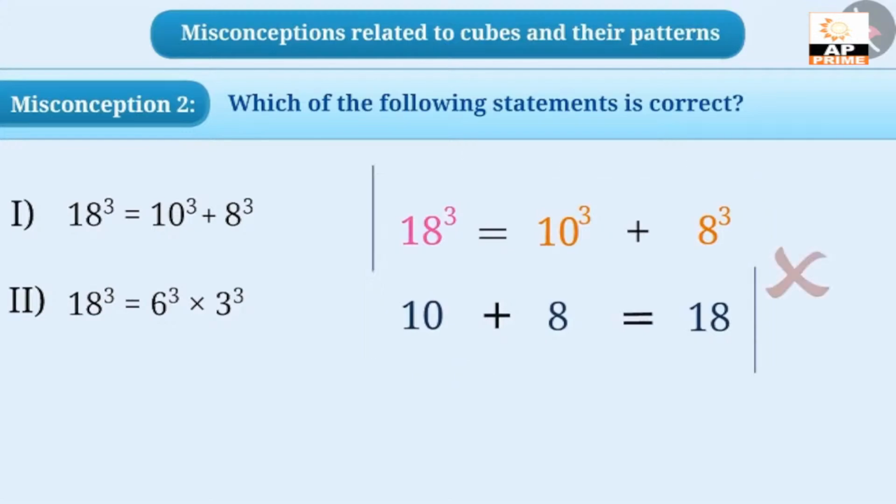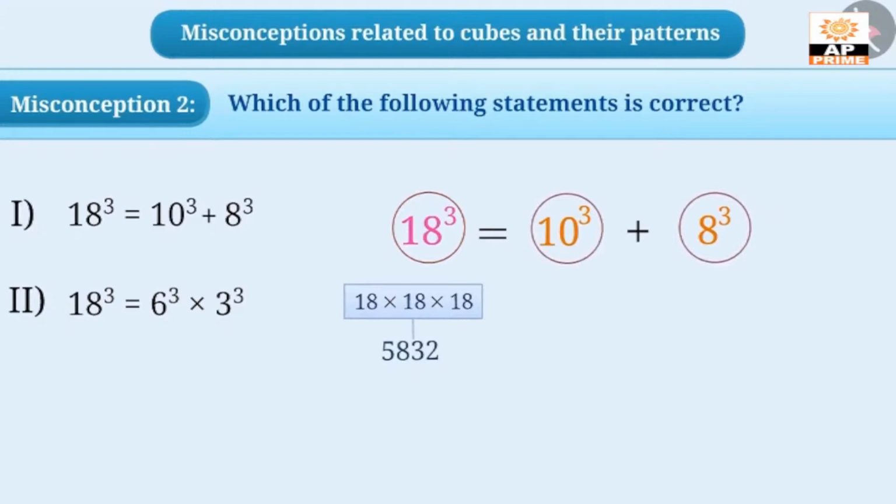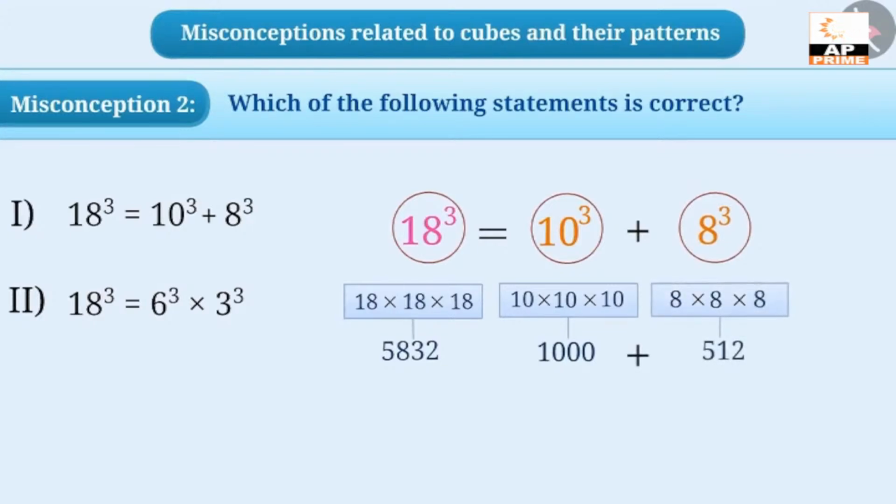If we consider the left-hand side, 18 to the power of 3 can be written as 18 multiplied by 18 multiplied by 18, which equals 5832. Similarly, on the right-hand side, 10 to the power of 3, which is 10 multiplied by 10 multiplied by 10, is equal to 1000, and 8 to the power of 3 is 8 multiplied by 8 multiplied by 8, which is equal to 512. And if we add them both, we get 1512. Do you think both the sides are equal here?